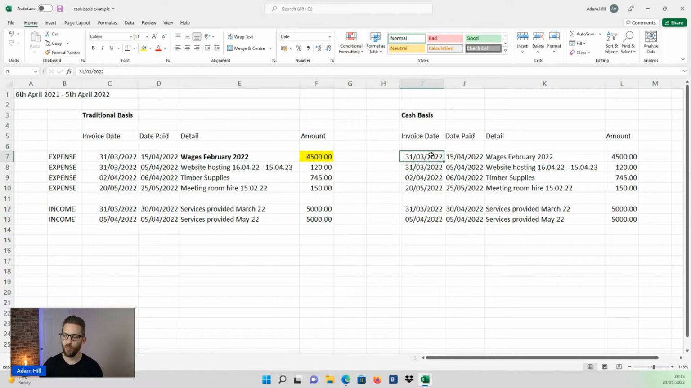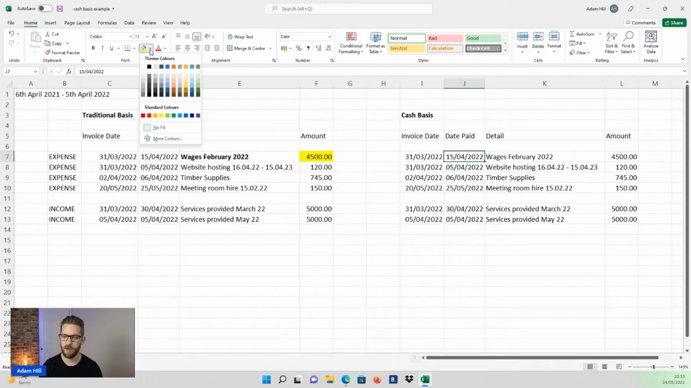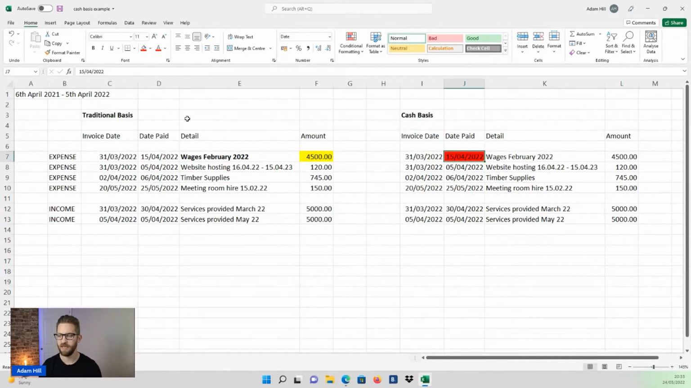Under cash basis, we're not interested in the invoice date. We're not interested in the detail. We're only interested in the date that it was actually paid. And this one was paid on the 15th of April 2022. So we're not going to include this one because it falls outside of our accounting period. So I'm going to mark this one red, and already you can see there's different treatments under the two different accounting methods.